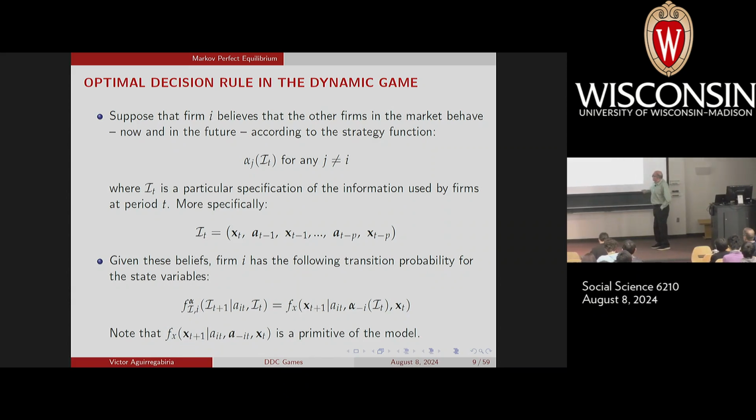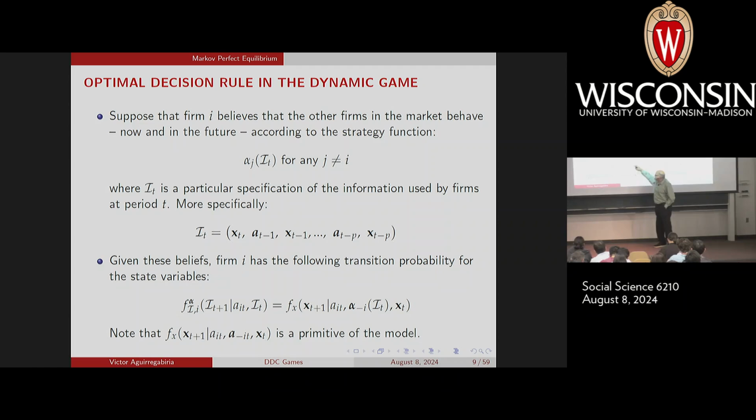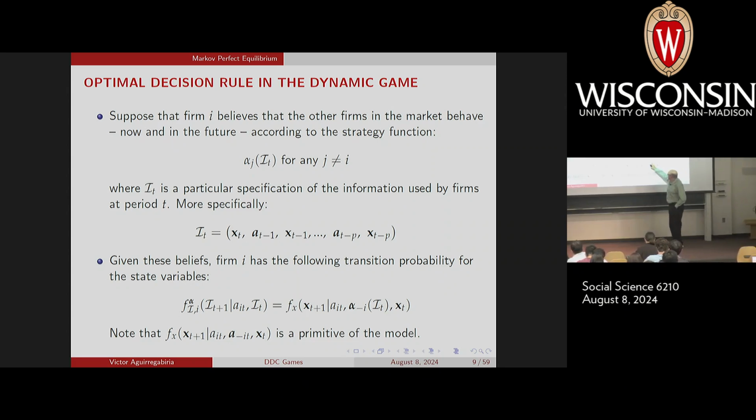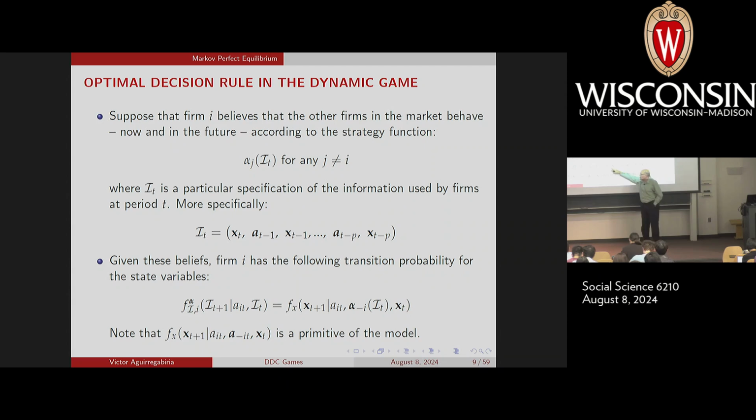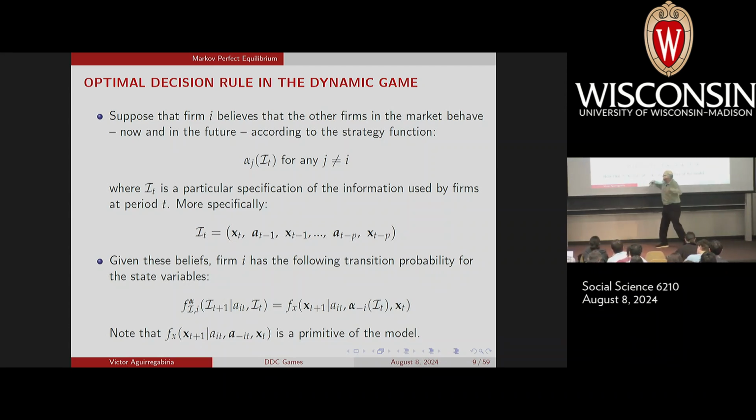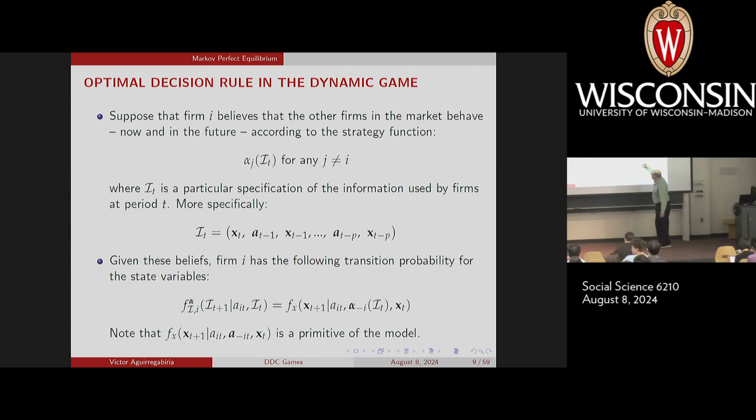Okay? Then, given this definition of what is IT, and given a strategy function for my competitors, I can define a transition probability of the information set, taking into account this primitive of the model, okay?